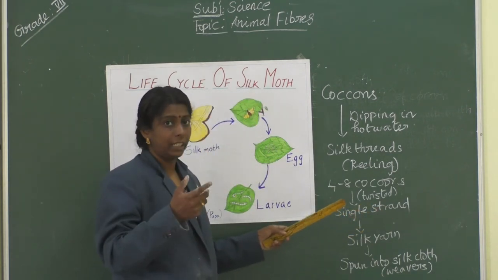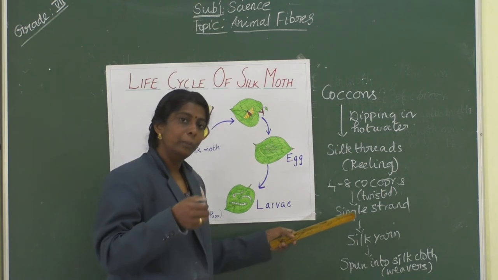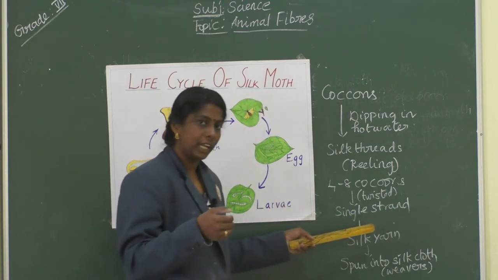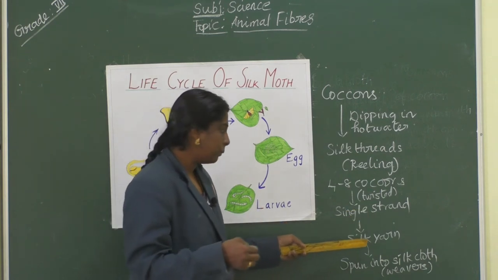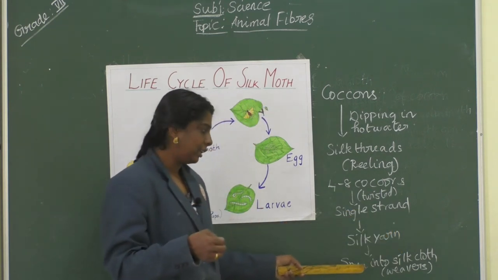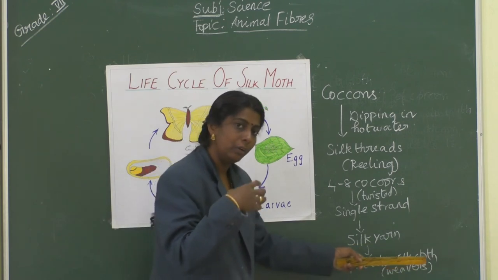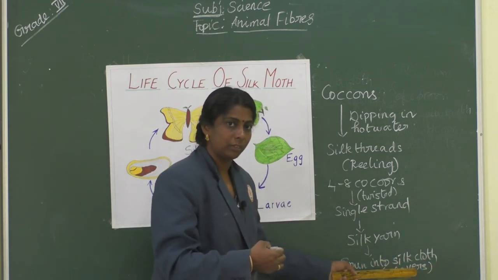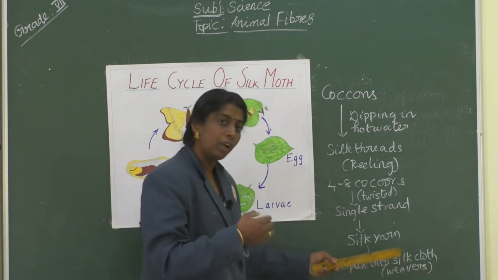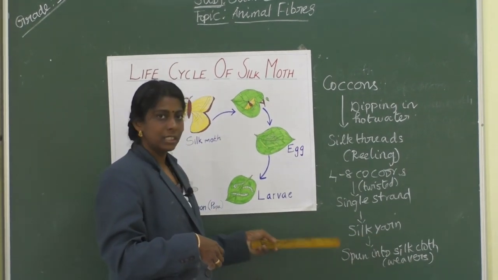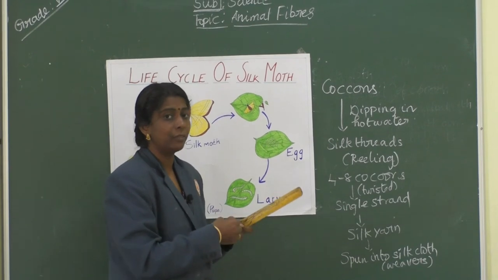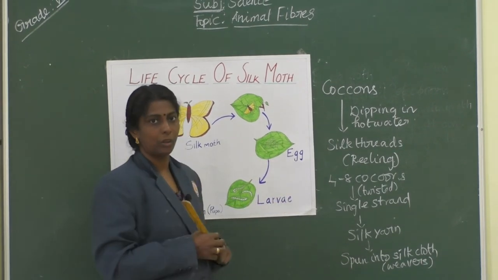Then 4 to 8 cocoons are twisted together to make a single strand of silk, and then it's spun together to form silk yarn, and from that you obtain silk cloth. Weavers obtain silk cloth from the silk yarn. So this is the process of obtaining silk fabric from the silk moth.